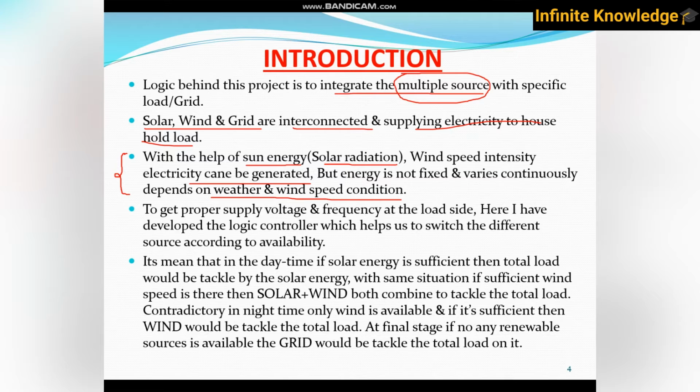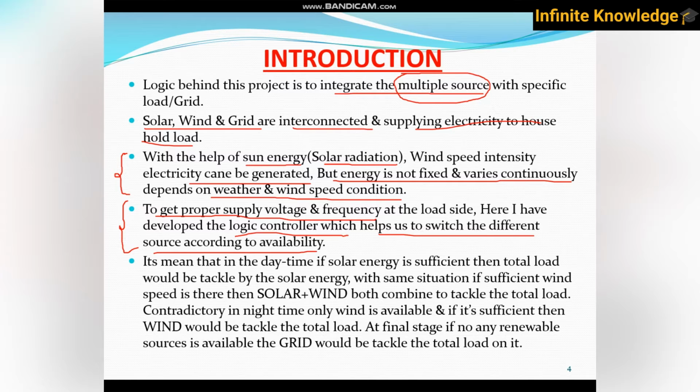If you are getting satisfactory voltage, then that is okay. You can use the solar or wind. But when this adverse effect happens, what will you do? You need some logical controller to isolate during this abnormal condition. So to get proper voltage and frequency at the load side, here I have developed a logical controller in MATLAB Simulink. I have developed a logical controller which helps to switch different sources according to availability.